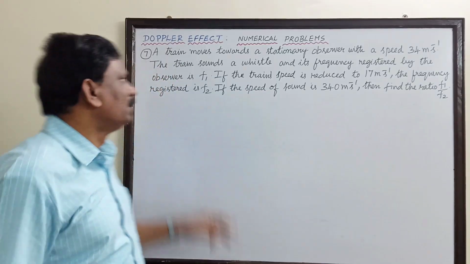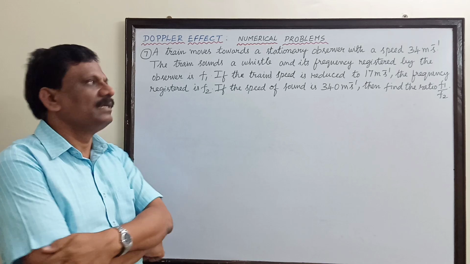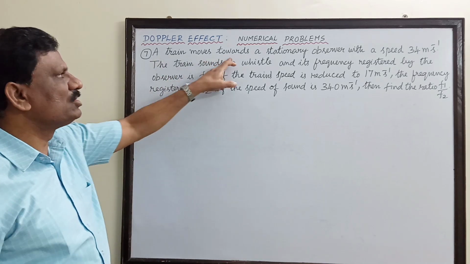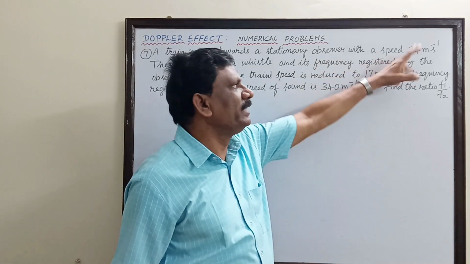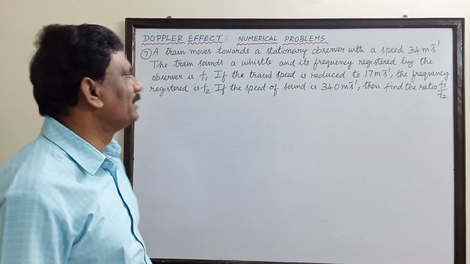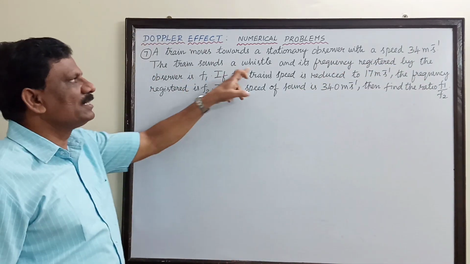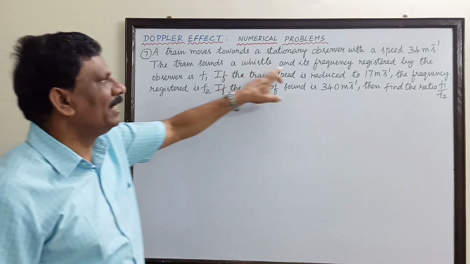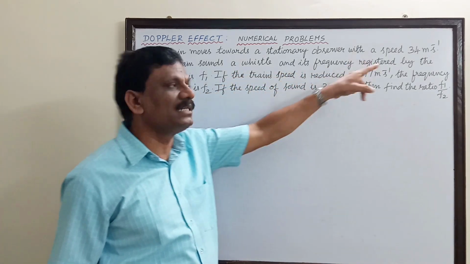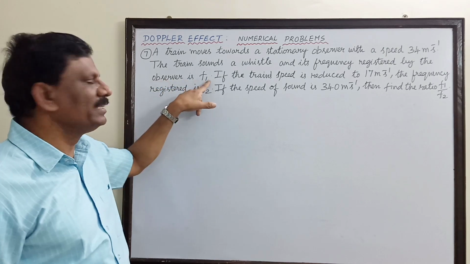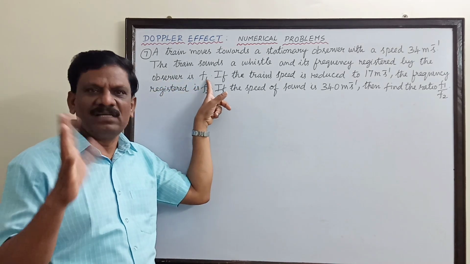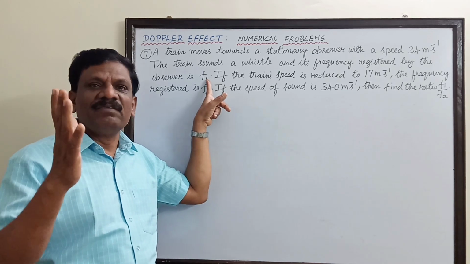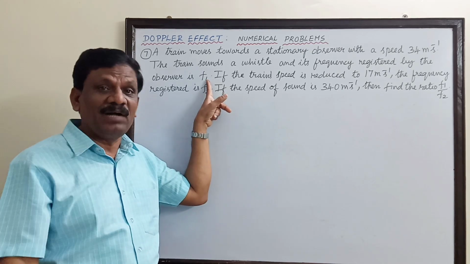Hi students, problem number 7. A train moves towards a stationary observer with a speed of 34 meters per second. The train sounds a whistle and its frequency registered by the observer is F1. The actual frequency of the whistle is not given. What is the frequency registered by the observer?